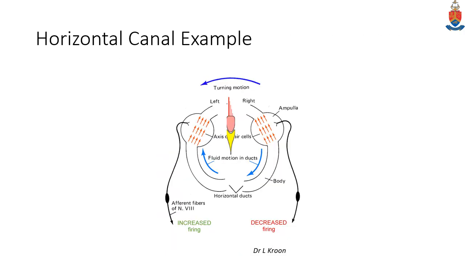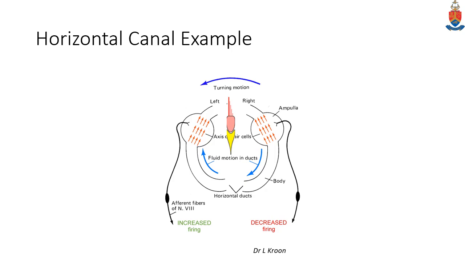So let's put that together with a pair of canals. The right and the left horizontal canals pair together. So basically they have a push-pull mechanism. When you turn the one side on, you will turn the opposite side off. And when you turn the opposite side on, you'll turn the original off.